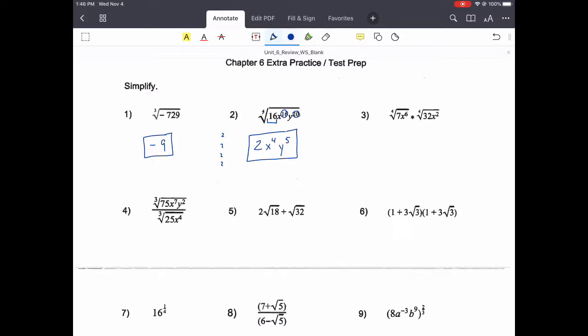Here we've got the fourth root of 7x to the sixth times the fourth root of 32x squared. So in this case, the items are not the same. We're going to multiply them together. Since the indexes are the same, we're going to multiply what's underneath together. We'll take coefficient times coefficient. So 7 times 32 is 224. X to the sixth and x squared becomes x to the eighth. And we're going to put that back underneath the fourth root.